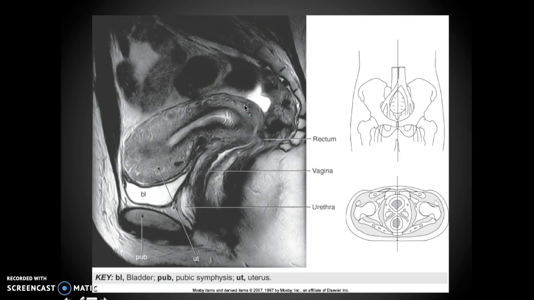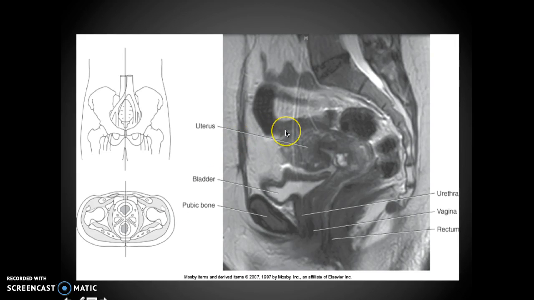This is a sagittal MRI T2. It's heavily weighted, so it's real bright white with the fluid. So coming around is your rectum. We have your uterus here, your bladder, and this is your urethra. So a Sag T, it's like a PD, it looks like.